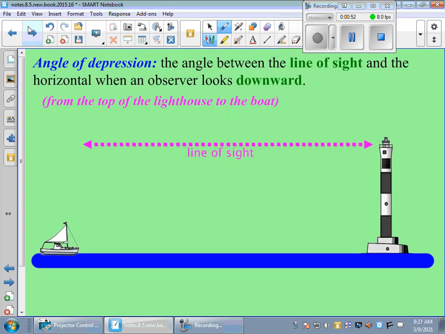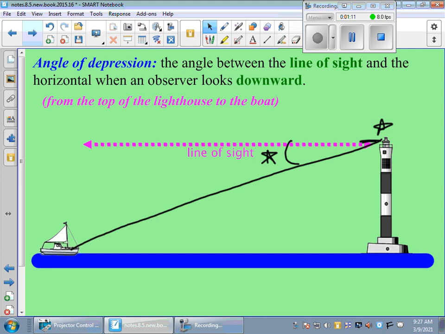So here's your angle of depression. Angle of depression, the angle between the line of sight. So you're standing right here. Your line of sight, you look straight this way, and then an observer looks downward. So you look down right here. This is considered the angle of depression. So again, think about when you look straight. If you look down, angle of depression. If you look straight and then you look up, it's the angle of elevation.